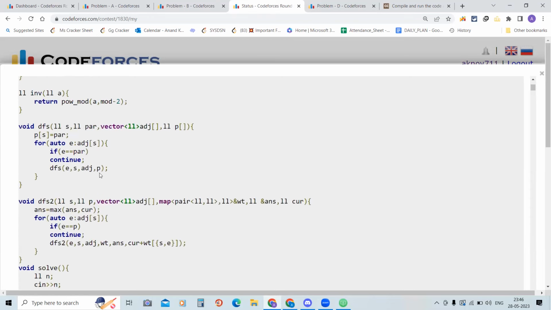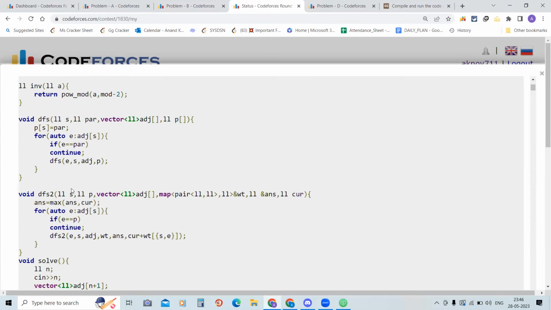So let's see how we are running DFS2. In DFS2, we have the current node, the parent of this node, the adjacency list, the weight of each of the edges, and then answer. Answer is basically the maximum distance of any node from the root. And then this is current. Current denotes the sum of all the weights up to S from root. So answer is maximum of answer comma current.